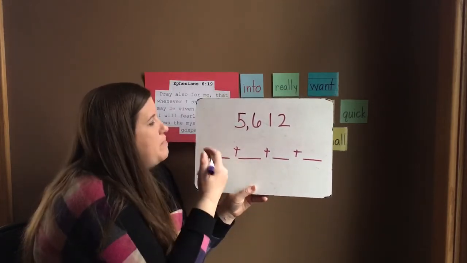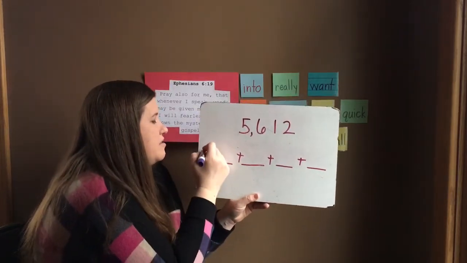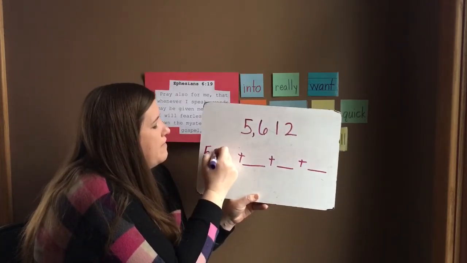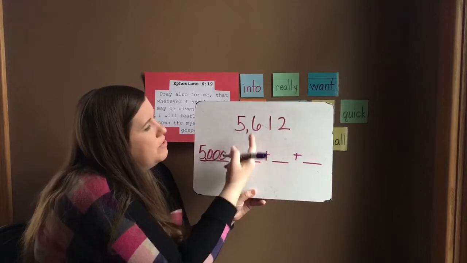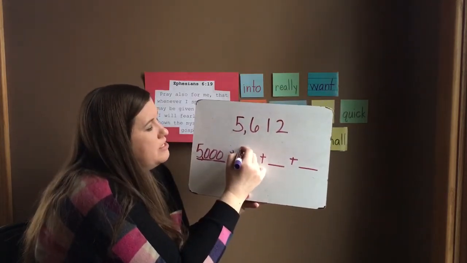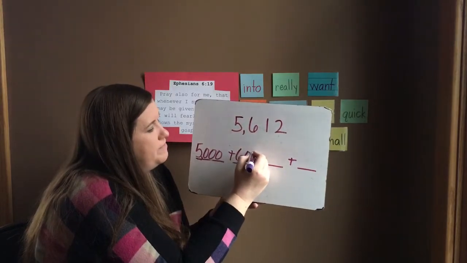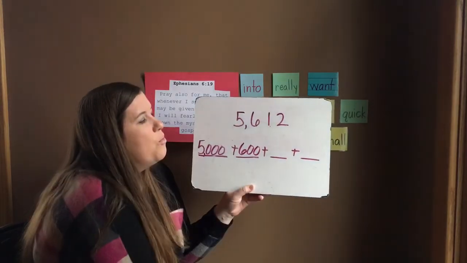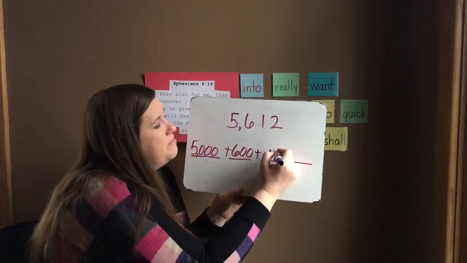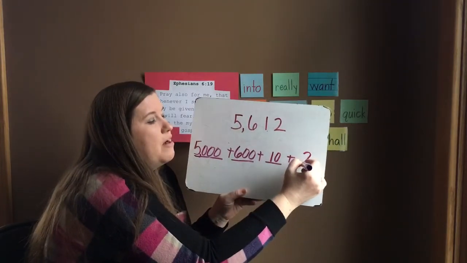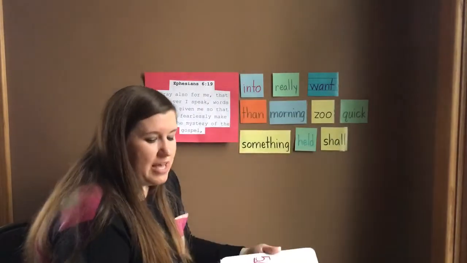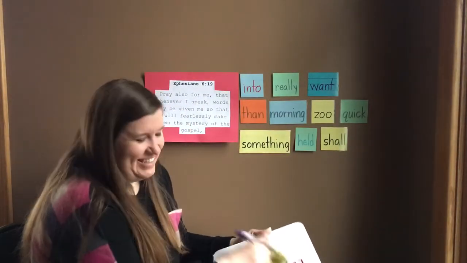Okay, so if we expand this, we pull out the 5,000. What would that be? Good. We have 5,000. Pull out the 6 out of the hundreds, and that comes into 600. Good. We only have 1 10, so it'll just be 10. And then we pull out our ones. Okay? Good job. Looks like everybody got that.